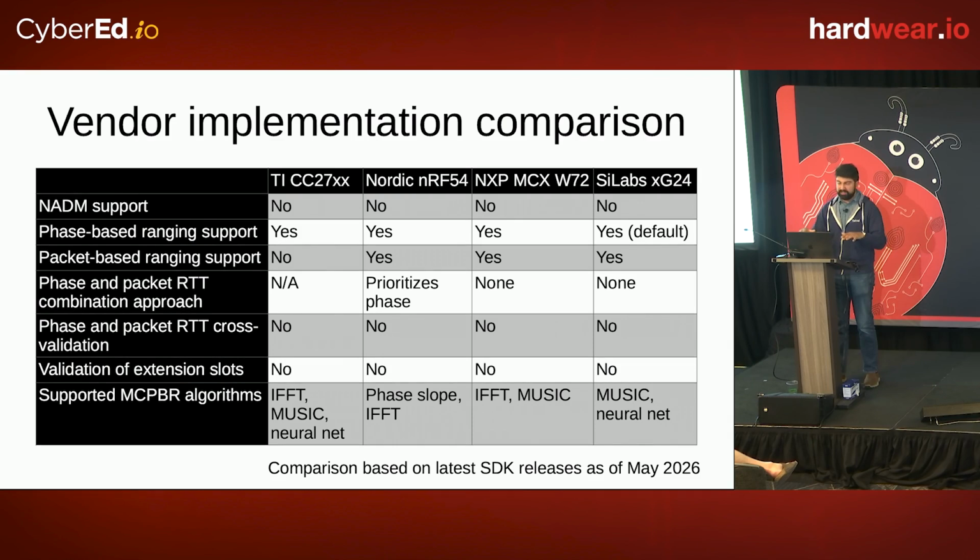As for the algorithms that they use for processing the multi-carrier phase-based ranging data, TI has the biggest variety of options. They have the simple inverse Fourier transform approach, but they also have MUSIC and neural net-based approaches, as well as a mechanism to automatically pick which is most suitable for the current environment based on some additional analysis of the data. Nordic's was relatively simplistic. They had both a naive phase slope estimation approach as well as an inverse Fourier transform for the multipath handling. NXP had implemented both the inverse Fourier transform approach as well as MUSIC, and Silicon Labs did MUSIC and the neural net approach.